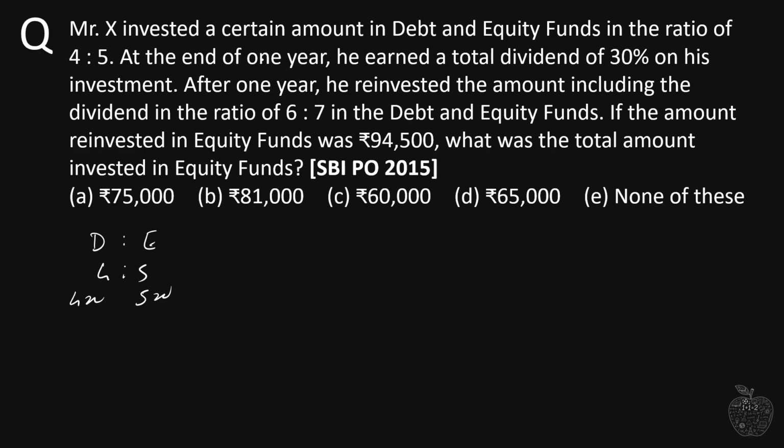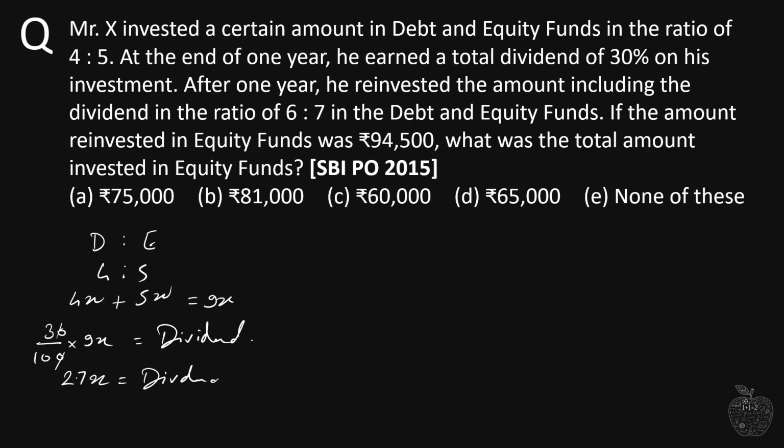Now at the end of 1 year, he earned a total dividend of 30% on his investment. His total investment here is 4x plus 5x, which is 9x, and Mr. X got 30% on his investment, which is 9x, as the dividend. So what is his dividend here? It is 9 times 3 is 27x by 10, or I can say that getting rid of the 0, we add a decimal point, so 2.7x is his dividend, right?